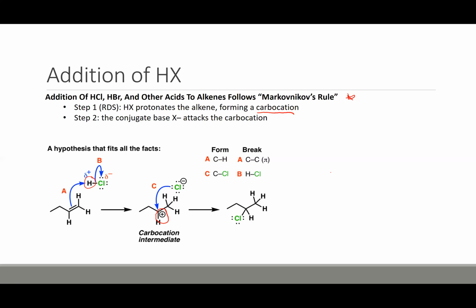Remember from our substitution reactions that you want the carbocation on the most substituted position. So the next step then is to grab that leftover chlorine, or X in general, the conjugate base, which will then add onto the carbocation, forming your product. So this is the reason you see the X or the general conjugate base added onto the more substituted position. It has to do with carbocation stabilization.